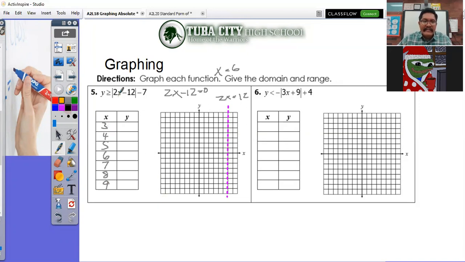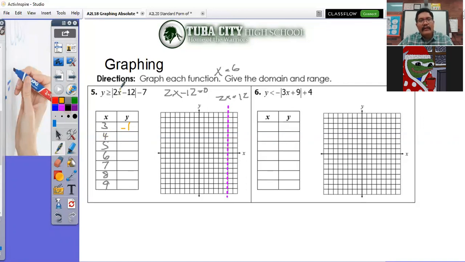All right, now plug these numbers in for x. So for 3, 3 times 2 is, I'm sorry, 3 times 2 is 6. So 6 minus 12 is negative 6. But because of the absolute value, we are going to have to make it positive 6. So positive 6 minus 7 is negative 1. And then we're going to do the rest for all of these here.